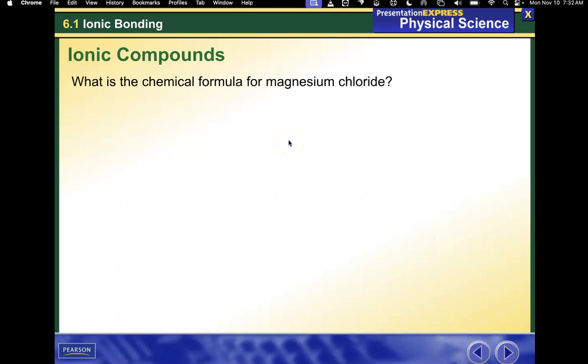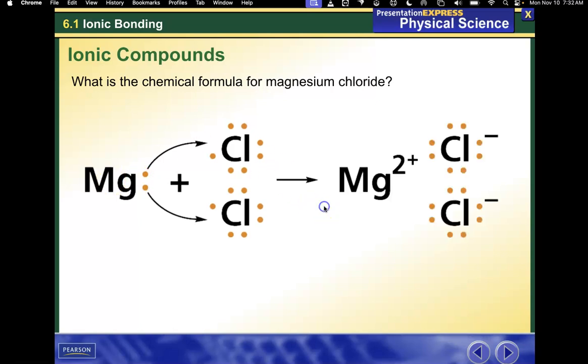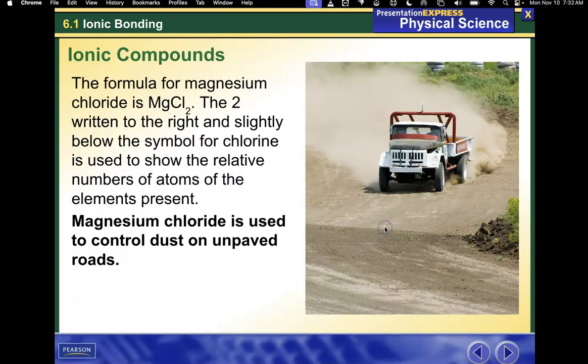So let's look at magnesium chloride. Magnesium has 2, chlorine has 7. So magnesium gives one electron up to each chlorine. So 1 magnesium, 2 chlorines, positive 2, negative 2. Therefore, we know that this transfer of electrons leads to a positive 2 charge, negative 2 charge, which balances out, and it becomes MgCl2.